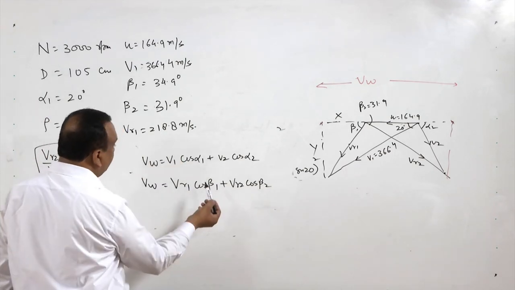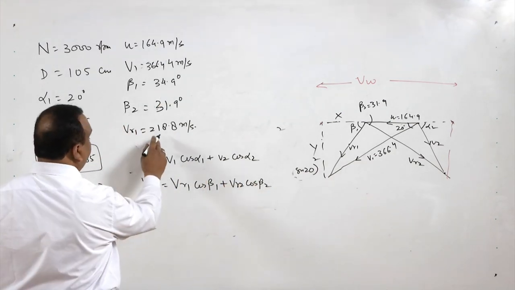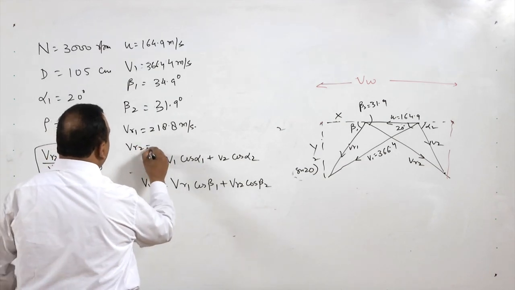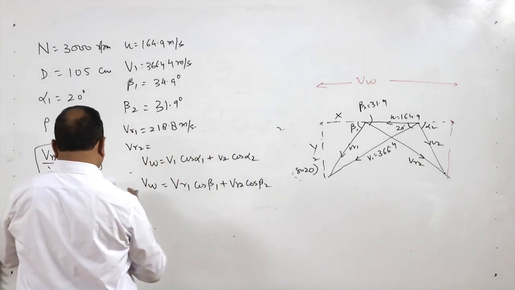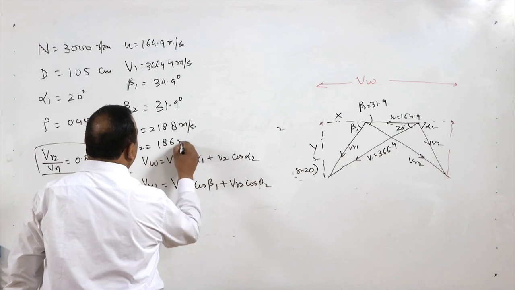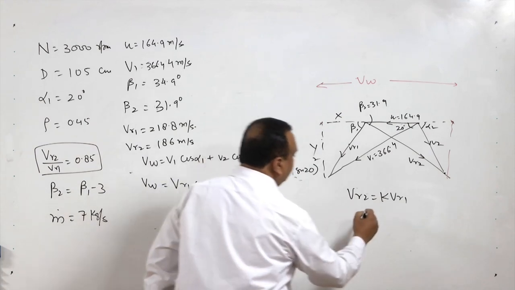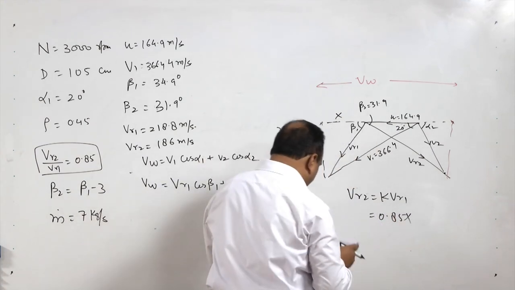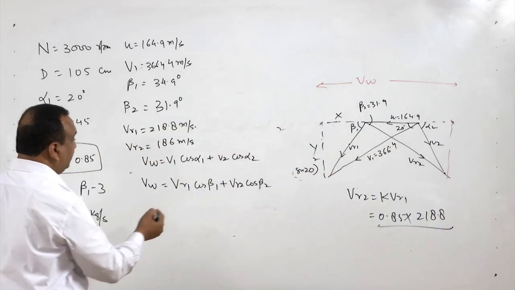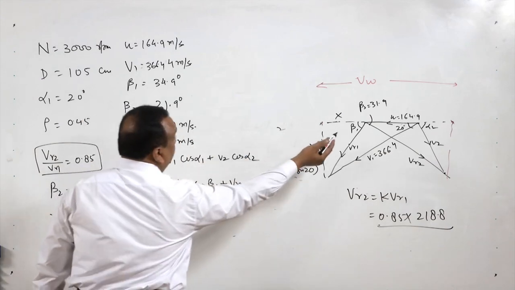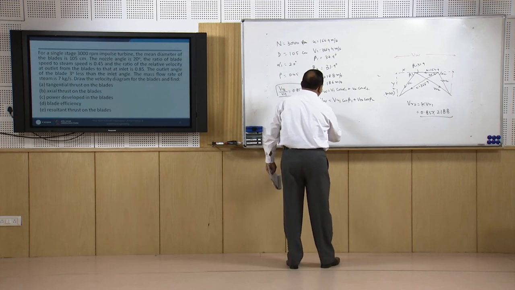We have already calculated Vr1, beta 1 is also with us, and Vr2 we have calculated. Vr2 is 0.85 times Vr1, that is 186 meters per second. So, Vr2 is equal to K Vr1, where K is 0.85 and Vr1 is 218.8. So, Vr2 is also with us and cos beta 2 is also with us. In fact, we have all the information. Now, we will calculate Vw.